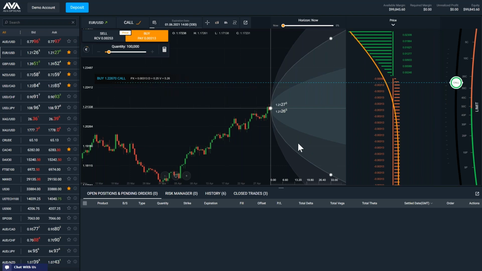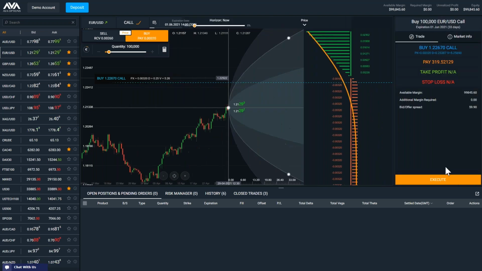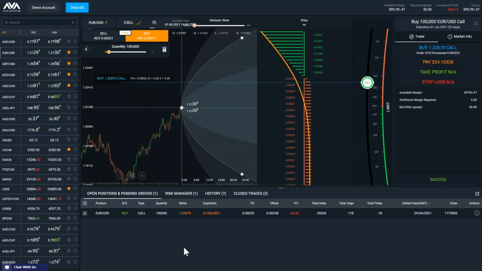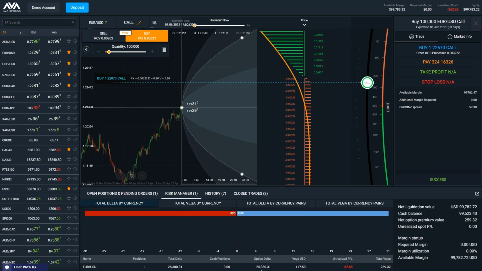So now I've got a 25 delta option. The strike is 122.67. I'm going to buy this option in 100,000. Click execute. It'll come into our positions, and you see that our net delta now is 25,000. The slope of this line at spot is only 25%. So if I want to hedge that in the risk manager, you see our delta is 25,000. To neutralize that, I need to sell 25,000.